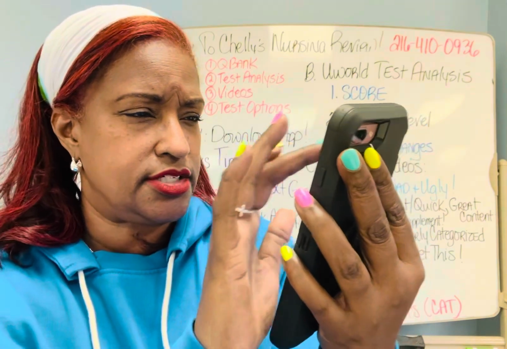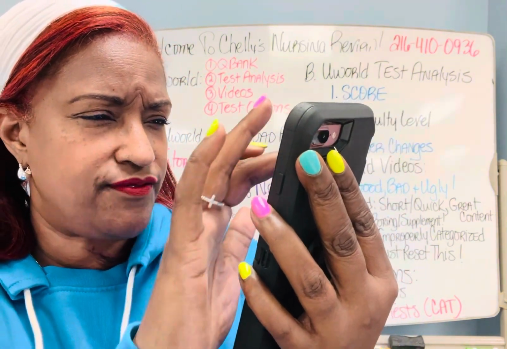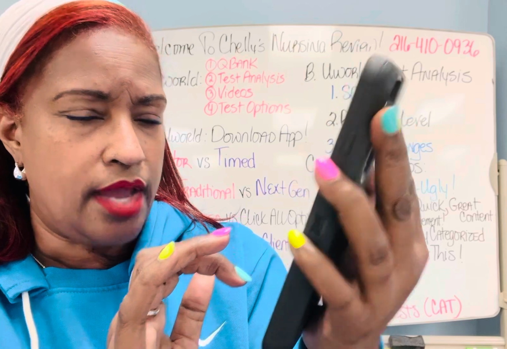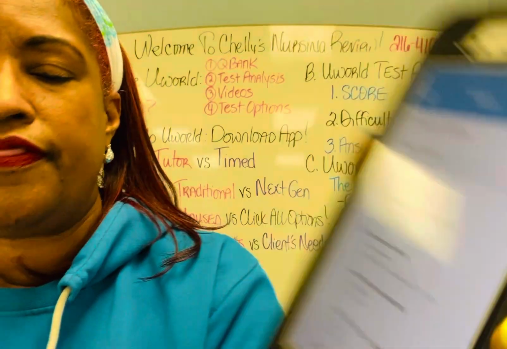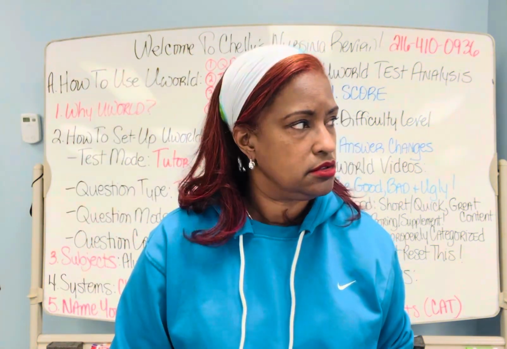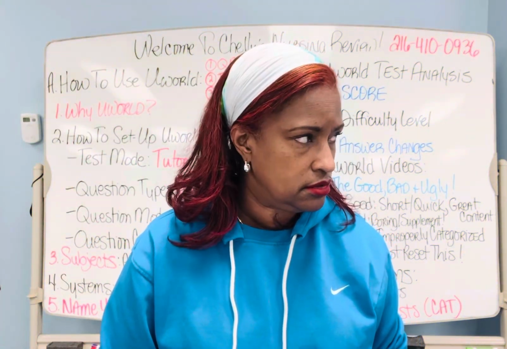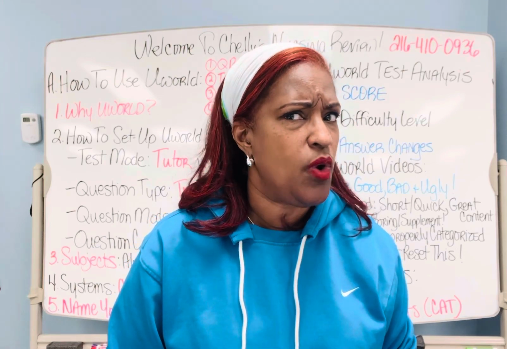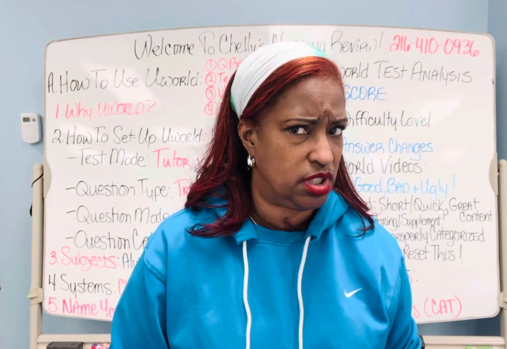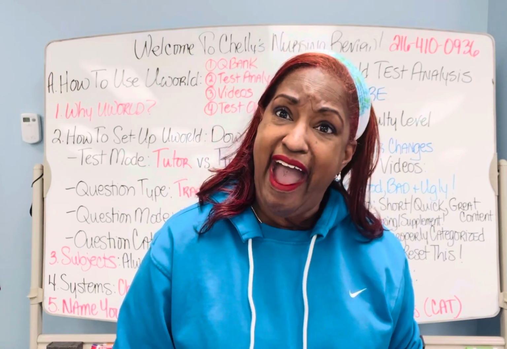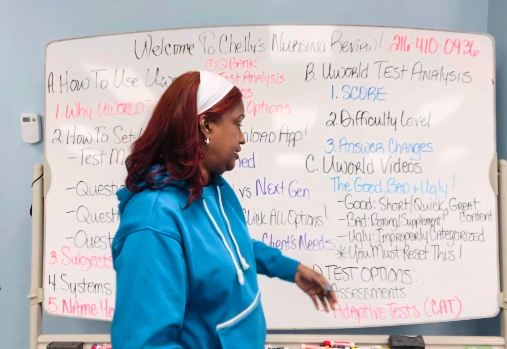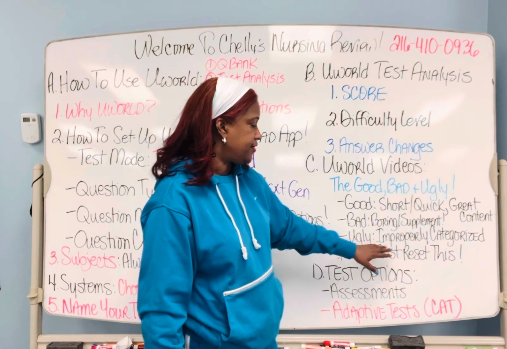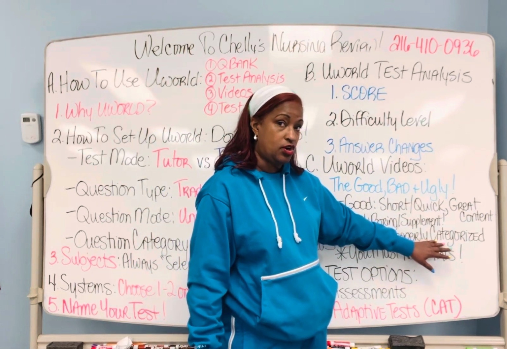Oop, I touched the thing. I don't want this video. Okay, so there's a little star by it. It says abdominal hernia. They put it in musculoskeletal. Question. Does a hernia go in musculoskeletal? Is that a bone? Is that orthopedics? No. It's GI. Hernias are GI. So that's the ugly. The ugly is that they are improperly categorized.